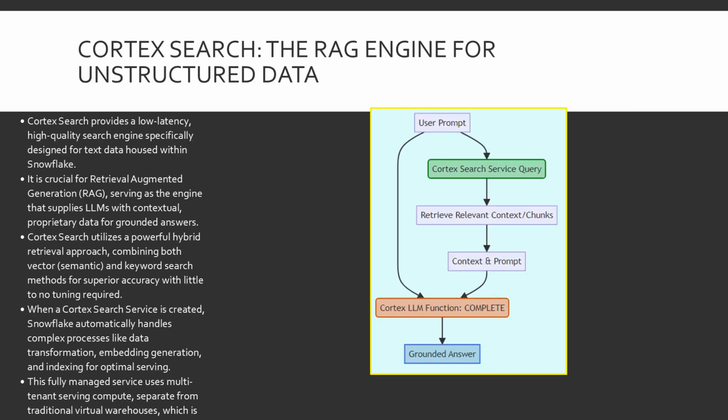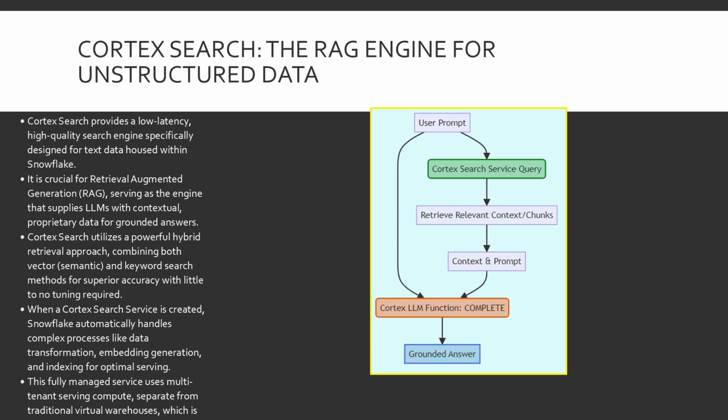Cortex Search is a fundamental AI feature in Snowflake, enabling low latency and high-quality fuzzy search capabilities directly over your vast text data. This is particularly vital when dealing with large volumes of unstructured content like documents, transcripts, or knowledge bases. The primary application of Cortex Search is powering Retrieval Augmented Generation, or RAG, applications. In this context, Cortex Search functions as the dedicated retrieval engine, ensuring that the large language model receives timely, contextual, and proprietary data to generate answers that are accurately grounded in your enterprise knowledge.